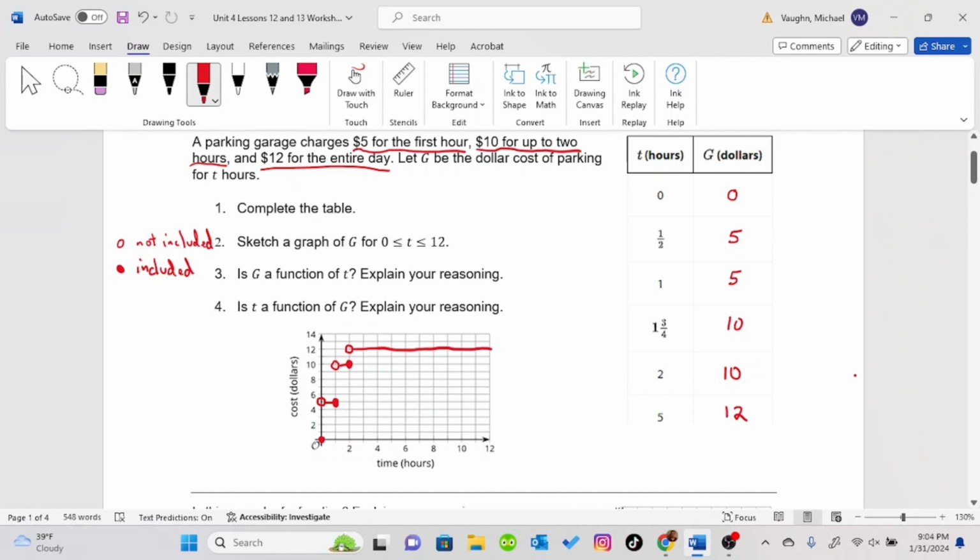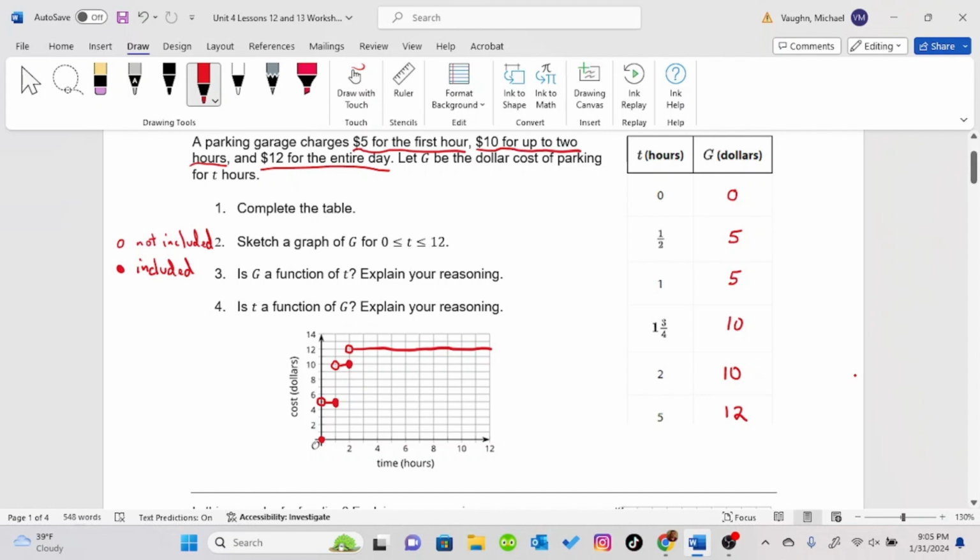So as you can see, anywhere there's a solid point, that point is included. So 0 hours is $0. Anything more than 0 hours up to and including 1 hour is $5. Then anything over 1 hour up to and including 2 hours is $10. And then anything over 2 hours is $12.